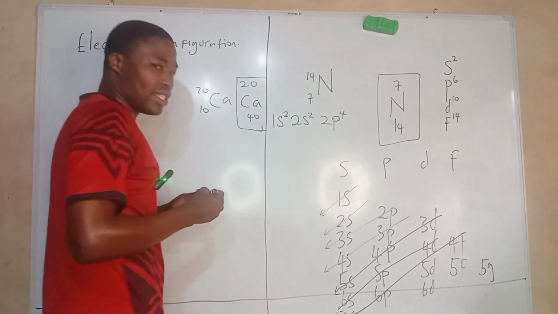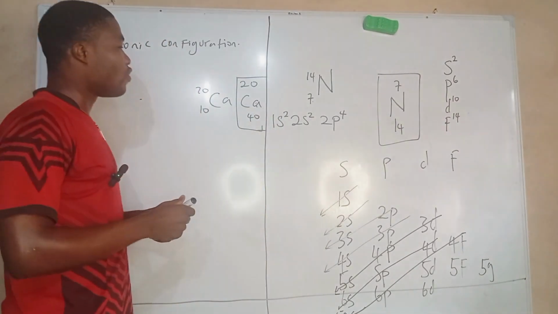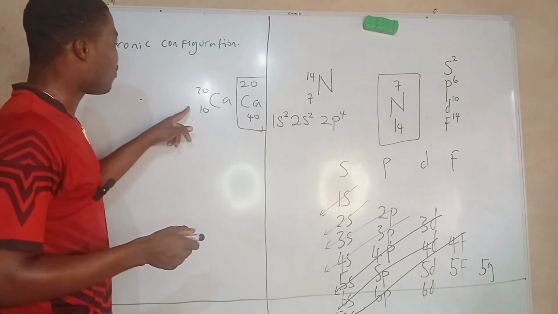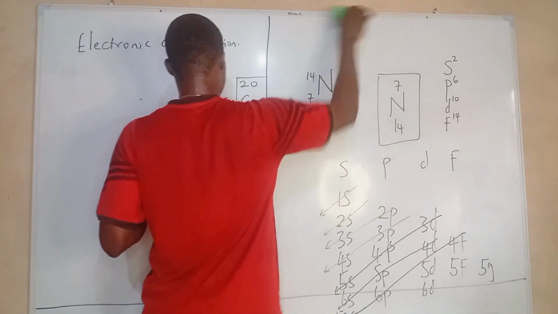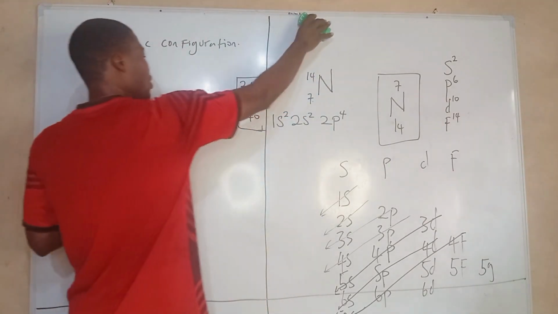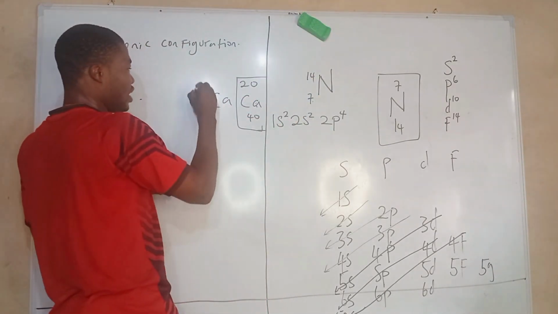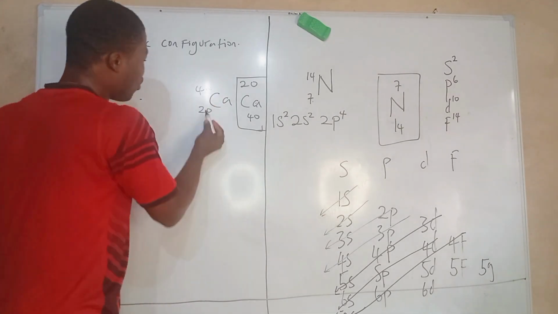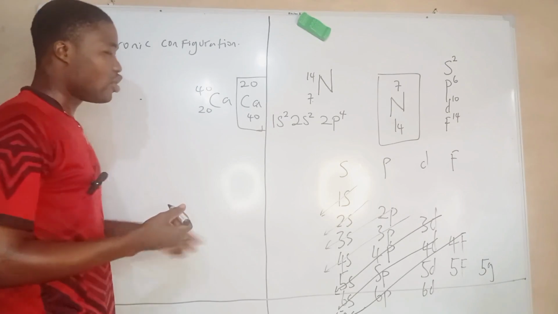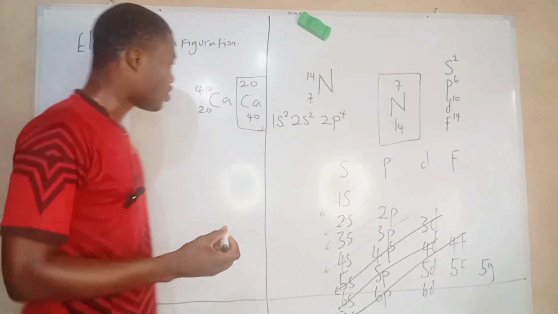So quickly, how many electrons are present? Calcium has atomic number 20, mass number 40. So we're going to have 20 electrons for calcium. Using this convention to fill it, let's see how it's going to look.